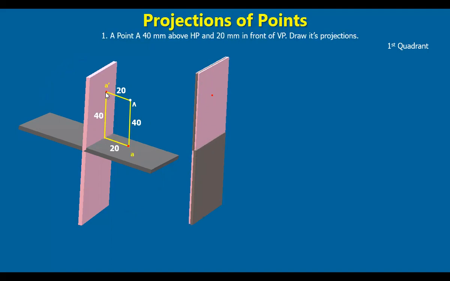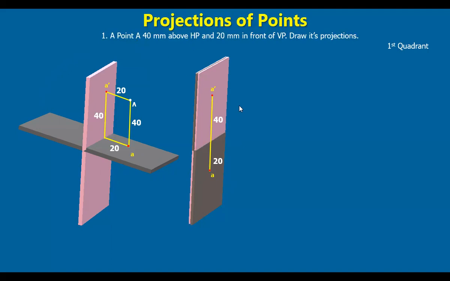And let's take the front view. This is at a height of 40 mm above the horizontal plane. So this is the reference line. From the reference line at a height of 40 mm, you get the front view, that is A dash. Okay. This is at a height of 40. Similarly, this point top view is 20 mm in front of VP, but because we have turned the horizontal plane downwards, this point A comes here below the reference line. So at a height of 20 mm, mark this point, call it as A, draw a projector and mark the length. So 20 mm. These two are called the projections of this point called A.